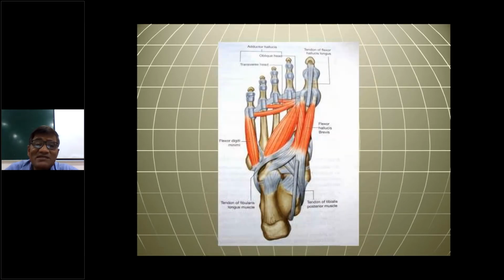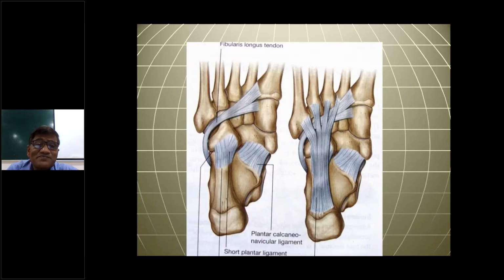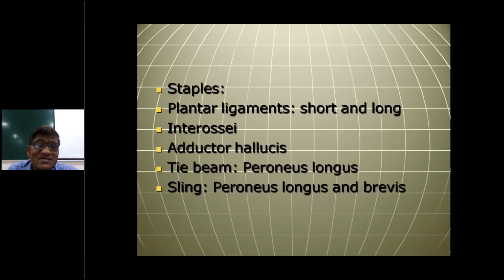Now look at this picture. This is the picture showing the muscles of the third layer. Look at this muscle, adductor hallucis, like the adductor pollicis in the hand. This is the adductor hallucis with the oblique head and the transverse head. So certainly adductor hallucis helps to maintain the transverse arch. They are all to be taken as staples.